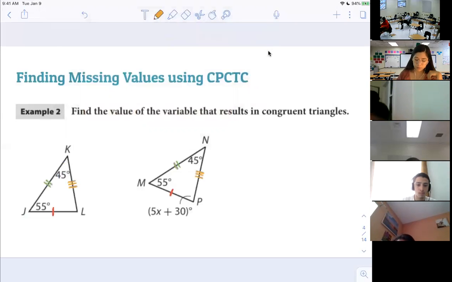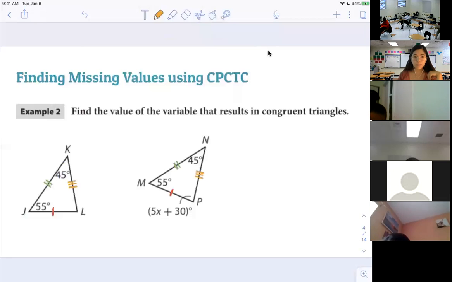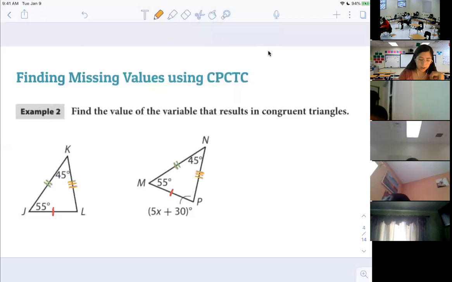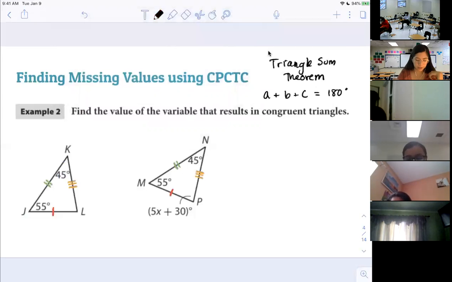So this comes back to what I was saying at the very beginning, the triangle sum theorem. What does the triangle sum theorem tell me? Yeah, it tells me that the three angles of a triangle, A, B, and C, add up to 180 degrees. So could I figure out the value of this missing angle L and angle P? Yeah. So let's look at angle L.